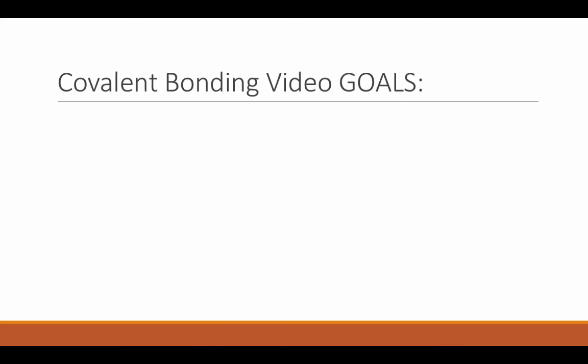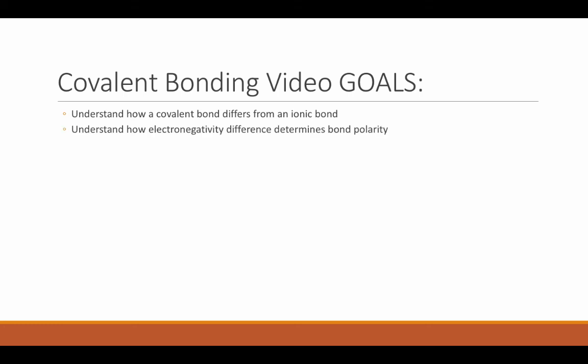That brings us to the end of this video. Let's review our goals. First, we looked at how covalent bonds differ from ionic bonds. Then we looked at how electronegativity difference determines bond polarity. And finally, we learned to identify partial charges on covalent bonds.